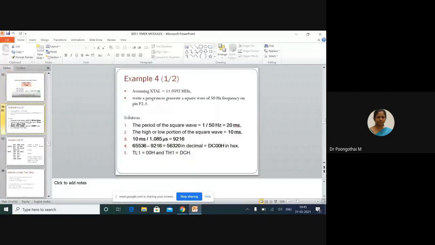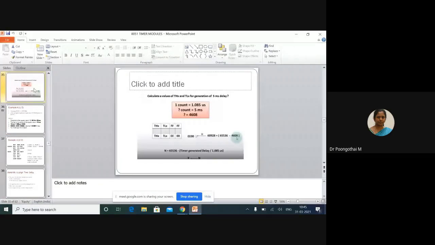So the problem, the time delay period is given. We need to calculate the initial value of the timer. For that, you have to divide the time period by 1.085 microsecond and subtract that value from the maximum timer count value. And after subtracting that, convert that value into hexadecimal and load that value into the corresponding timer higher order and lower order register. Okay.